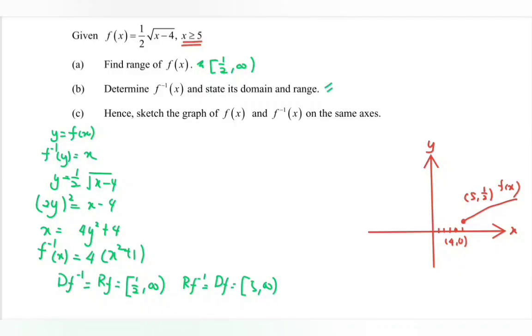Next is to sketch the graph. So what we have to do is to flip the situation. Based on the situation here, where we have y equals x as the reflection axis. So here we have 5, 1 over 2. So if you flip, it becomes 1 over 2 and then 5. So 1 over 2, let's say over here, and then 1, 2, 3, 4, 5. So here will be the situation 1 over 2 and then 5. So that is the f inverse of x.